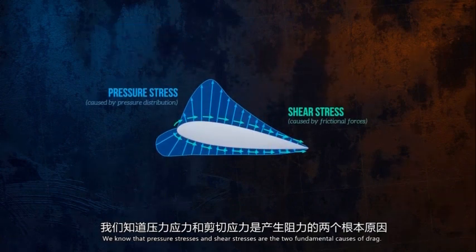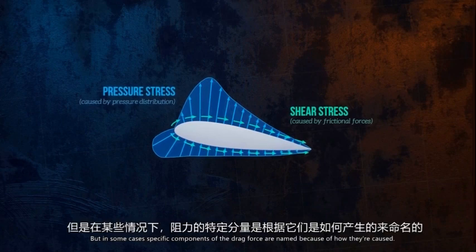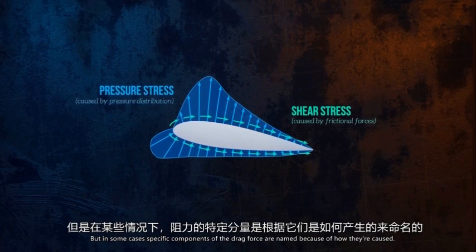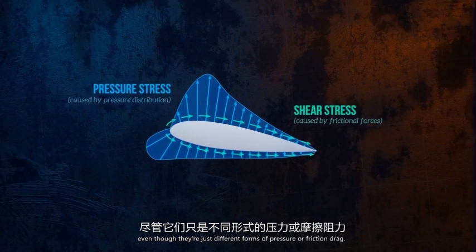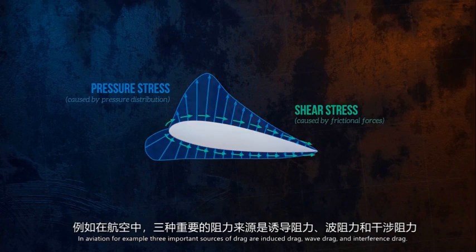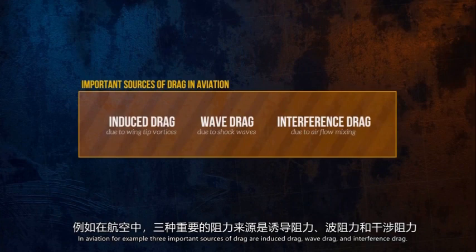We know that pressure stresses and shear stresses are the two fundamental causes of drag. But in some cases, specific components of the drag force are named because of how they're caused, even though they're just different forms of pressure or friction drag. In aviation, for example, 3 important sources of drag are induced drag, wave drag, and interference drag.